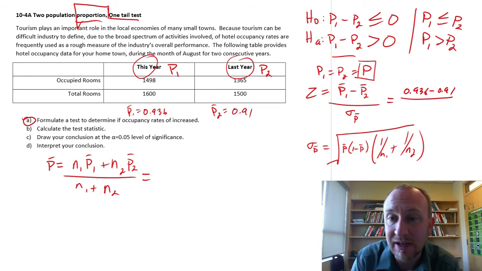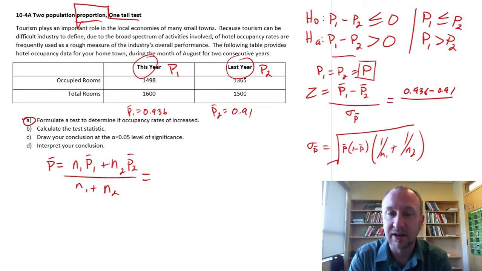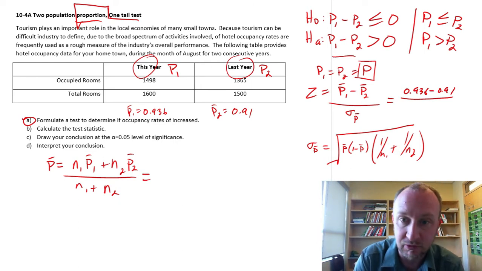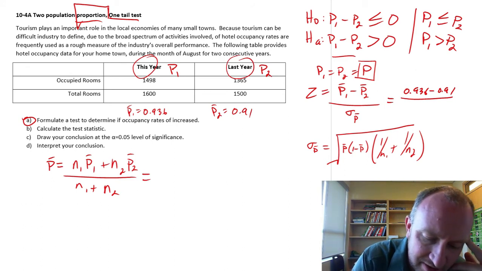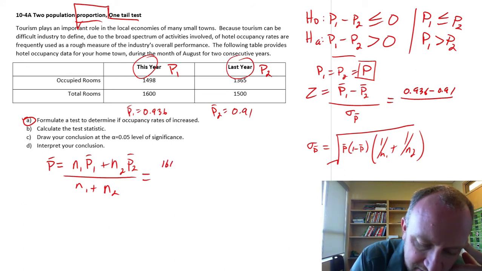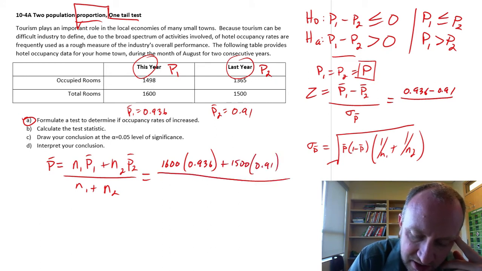There are two different ways that we can calculate this. I'll do it the first way, just exactly how the formula is written, and then I'll show you maybe an easier way. It depends on what information you've got. So sample size n1, this is 1600, times that sample 1 proportion, plus this one is 1500 times 0.91, divided by 1600 plus 1500.